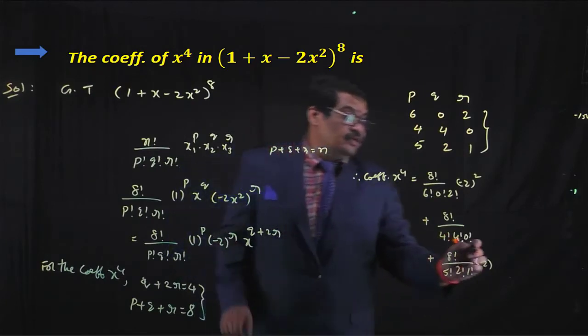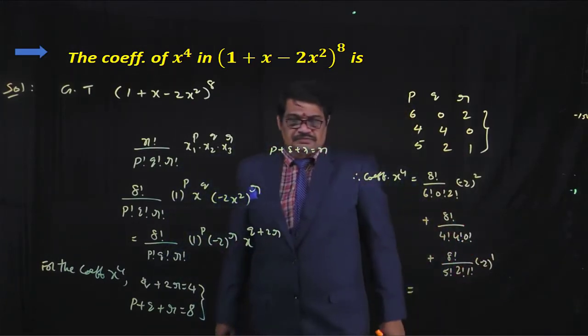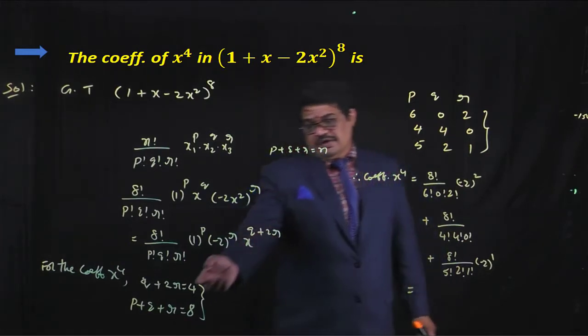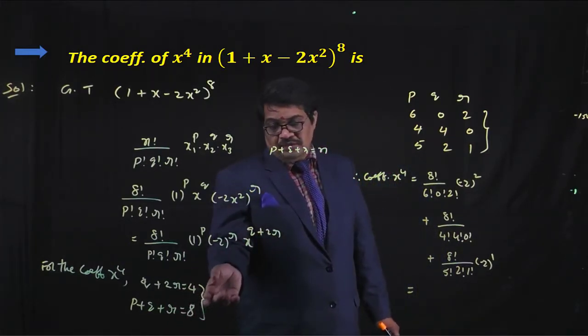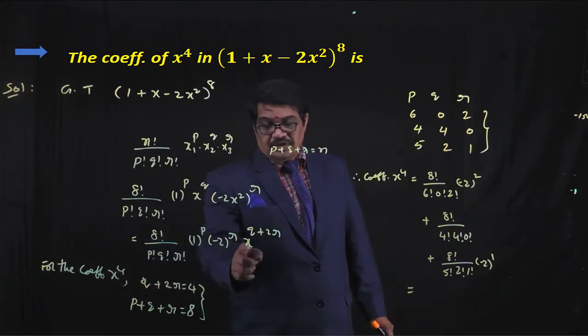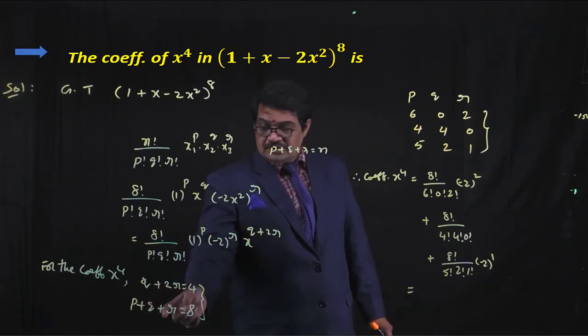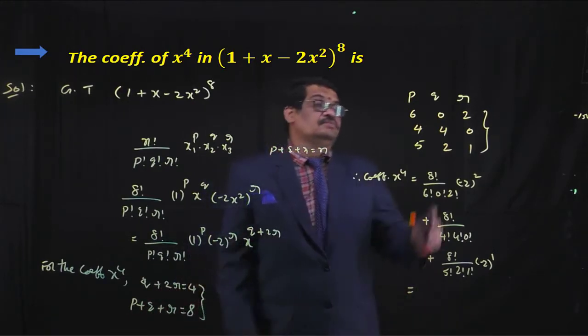R is here, we have taken 1. Okay, so these are the chances for these two conditions to be satisfied. So then we are getting the coefficient of x to the power of 4, that is x to the power of q plus 2r is equal to 4, and p plus q plus r is equal to 8. So these are the three chances.